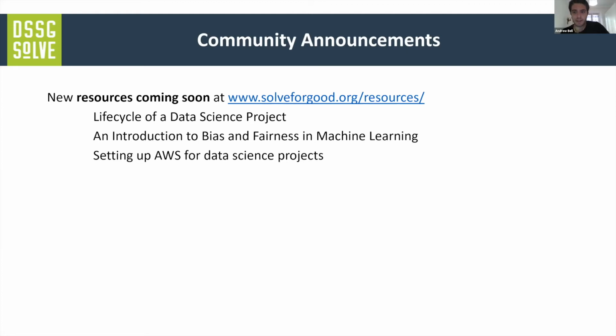And then just to show the broad range of types of resources that we're putting out on Solve for Good, one of the resources is on setting up an Amazon Web Service, AWS, for data science projects. So if that's something that your team is struggling with or looking into or needs to get more info on, we at least have one resource there that you can look to.